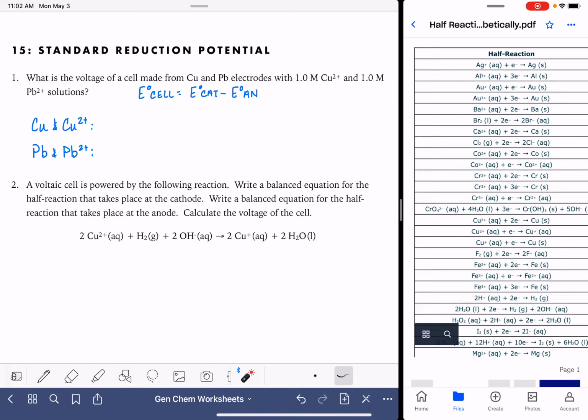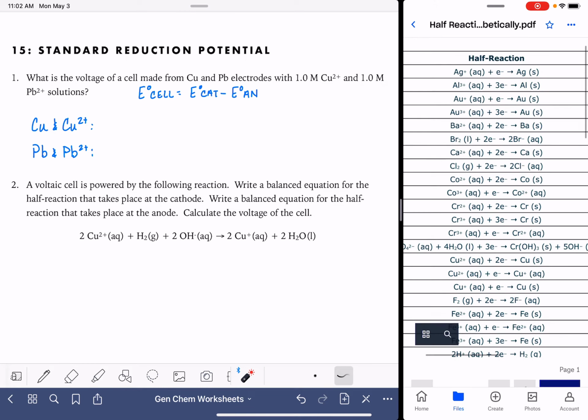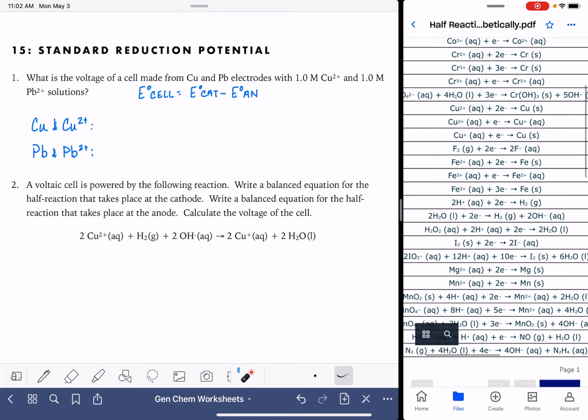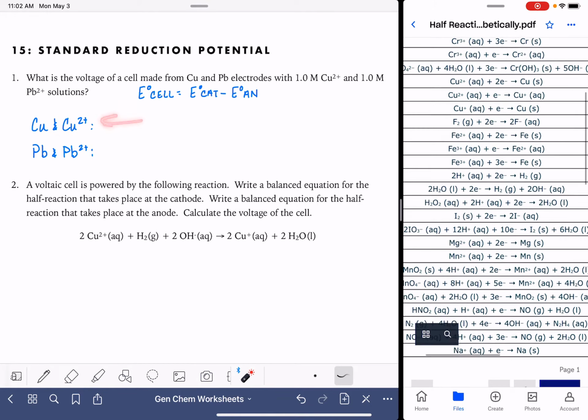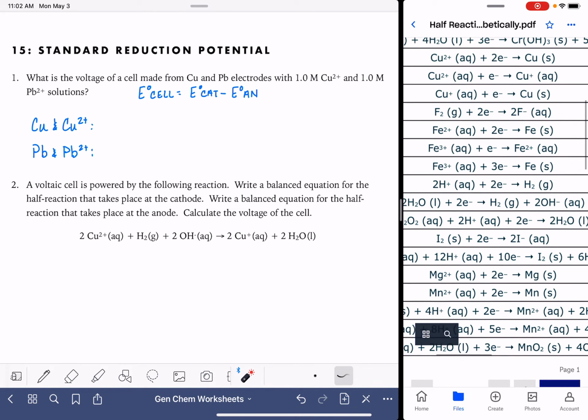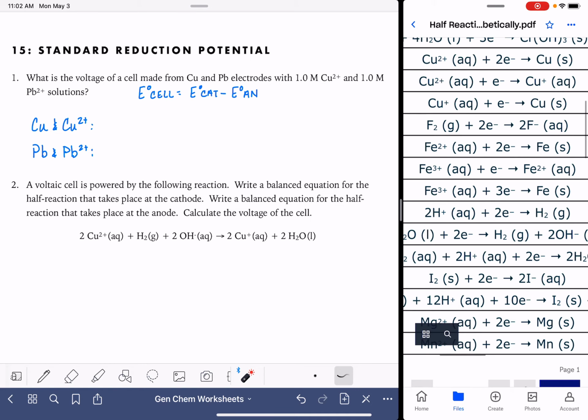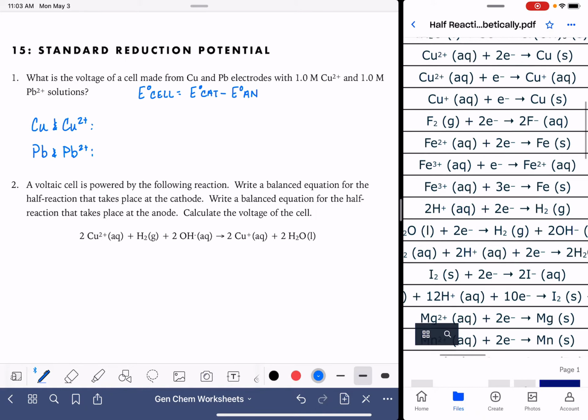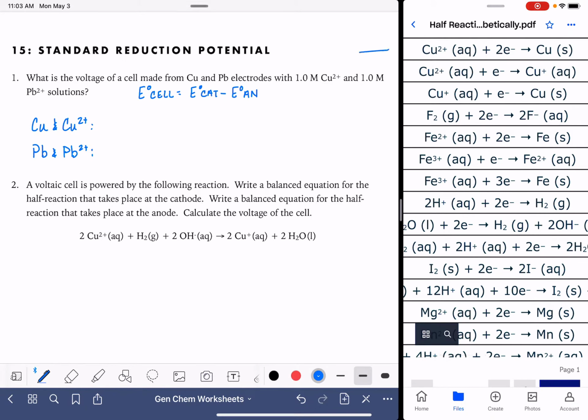This particular table of half reactions is listed alphabetically. Some of them are listed by voltage. And I am going to begin by looking for the copper 2+. And we do want to be careful, especially with copper. There are three different types of copper reactions here. We want to find the one that involves the copper atom and the copper 2+ ion, which is this first one right here. So this specifically is the one that we're looking for. I'm just going to move it up to the top. I'm going to make a little note here.